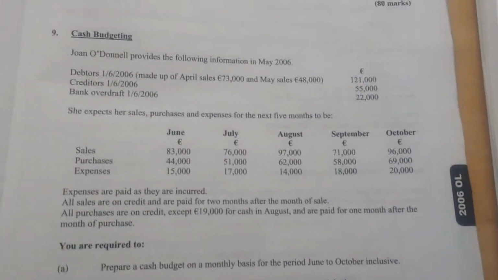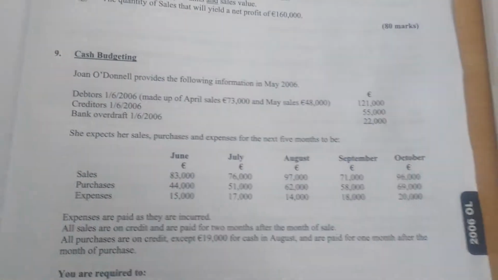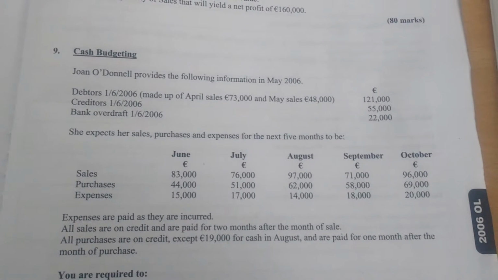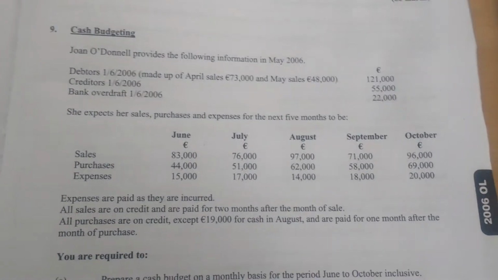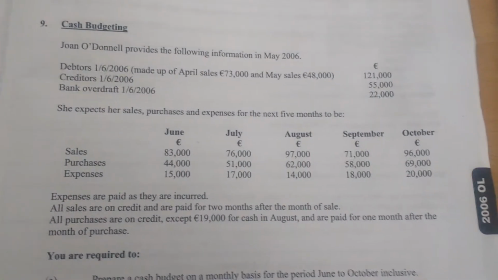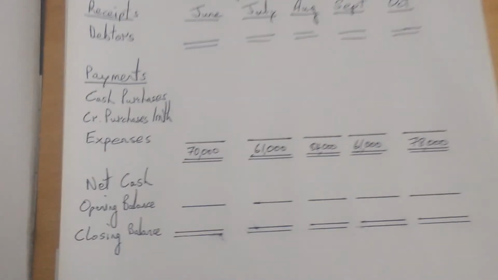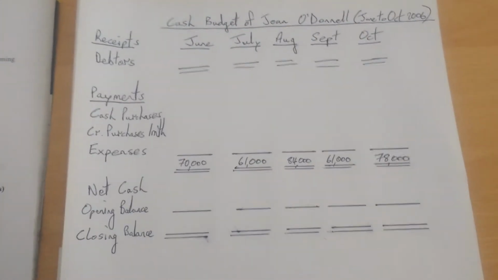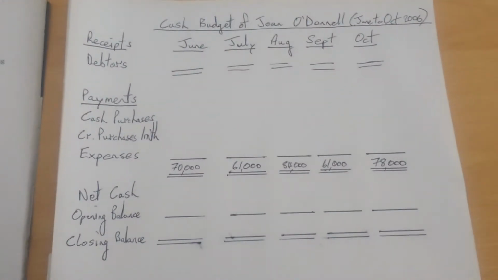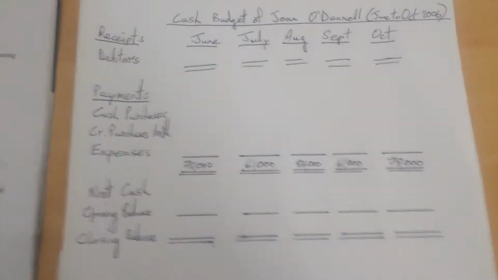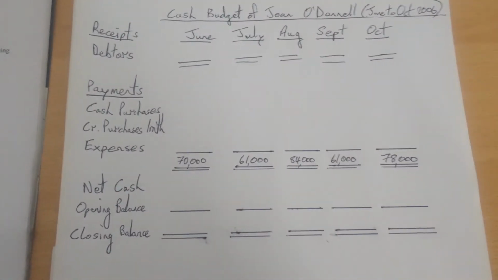Okay, morning. I'm just going to go through the 2006 ordinary level cash budgeting question there, and I'm going to go through it very quickly because there isn't a lot to it in comparison to the higher level ones, really. So just to make things a little bit quicker, what I've done is I've written out some of a kind of template. So I've just put a heading, cash budget of Joan O'Donnell, June to October. Now, no marks for the heading usually in this one.